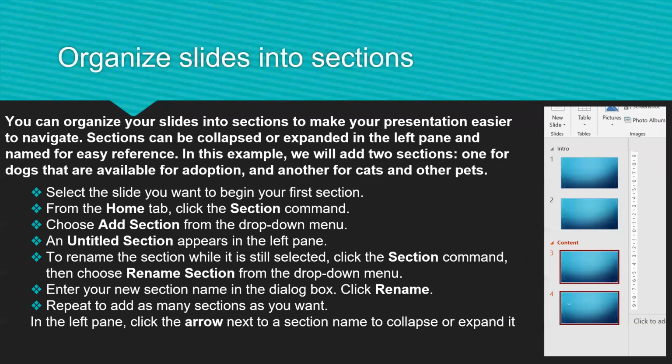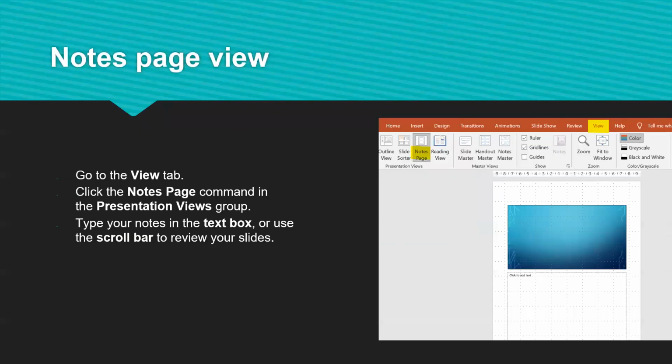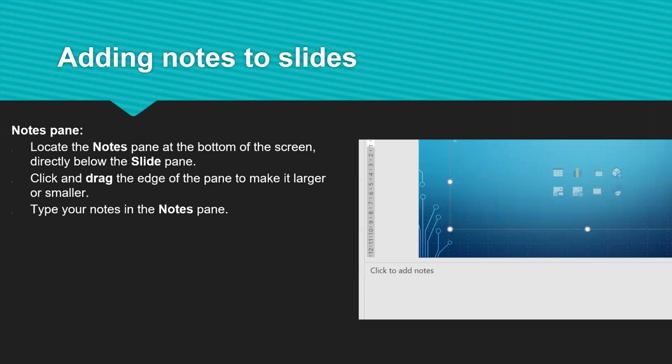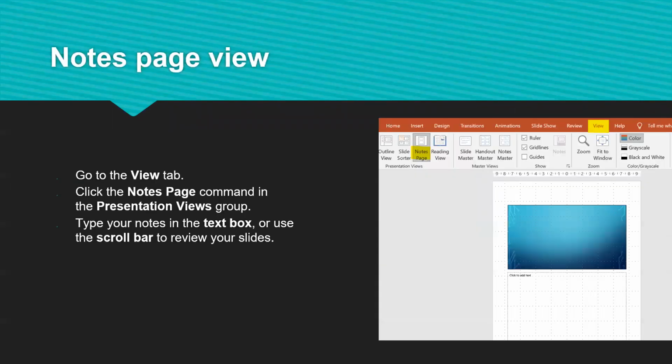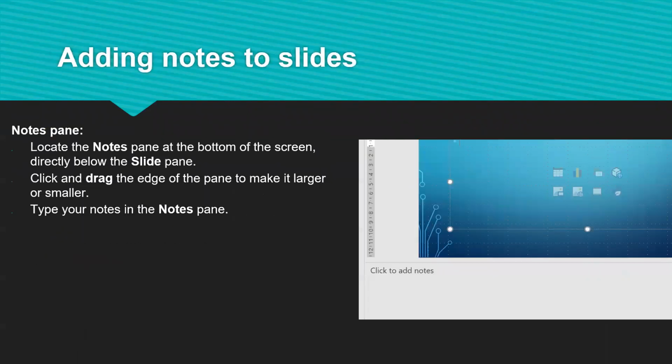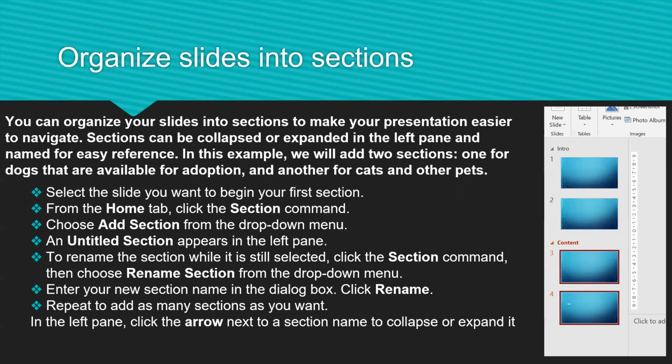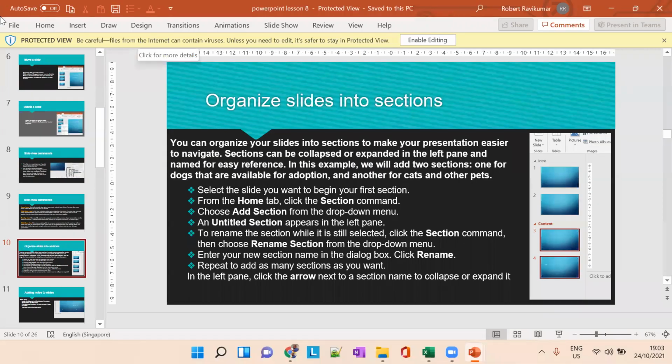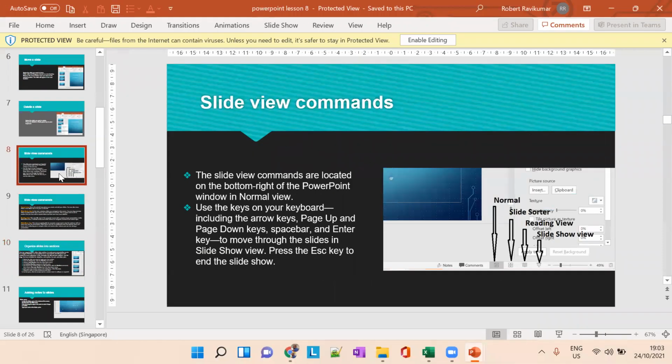You can use the right or left keys. The left arrow will move to the previous slide, and the right arrow will move to the next slide. The up arrow will move to the previous slide, and the down arrow will move to the next slide. You can use these shortcut keys to browse through your slides in the slideshow view.